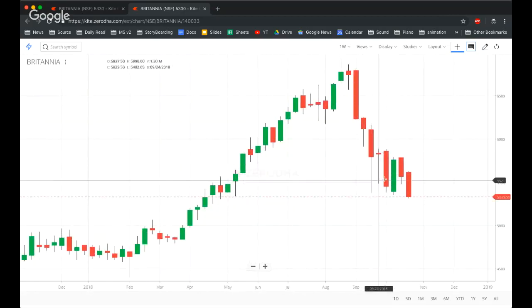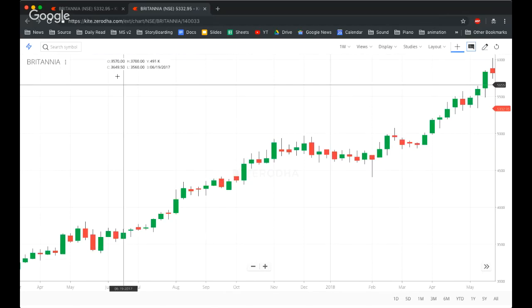If you look at this, this is also a hammer. Very, very small body, but that's fine. It has a long wick, so it is a hammer. Let's see one more example.